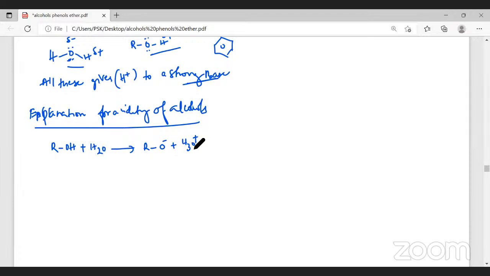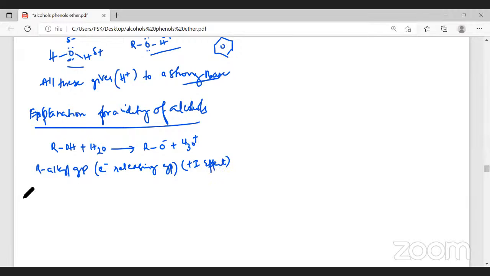It gives you RO minus and H3O plus, where R is an alkyl group. Now, when I say R is an alkyl group, all alkyl groups are electron releasing groups or electron donating groups. It will donate electrons. So when they are electron donating groups, it will experience plus I effect, that is positive inductive effect.